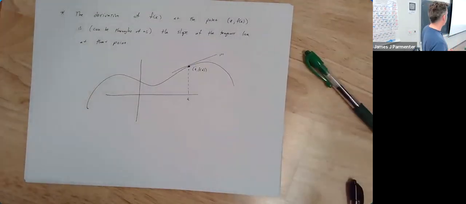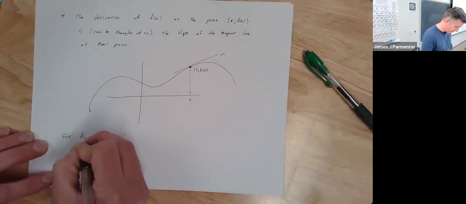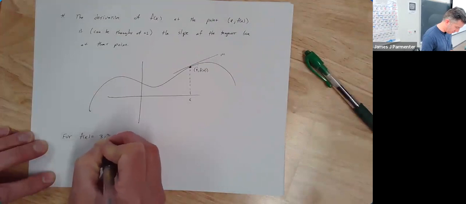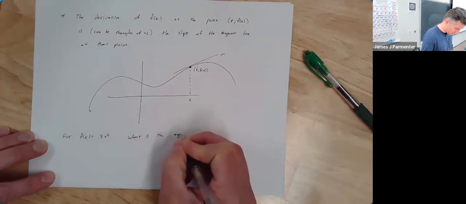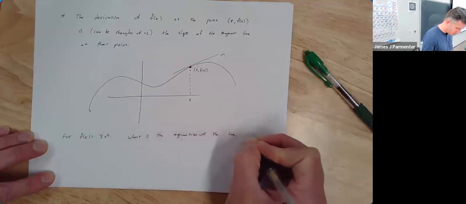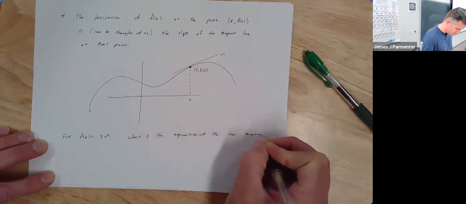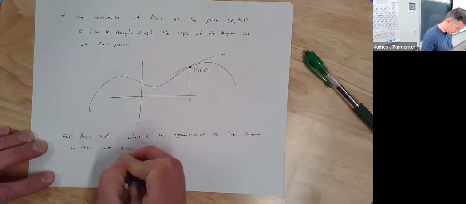But then it allows us to answer the kind of questions like for that previous function, for f of x equal to 3x squared, what is the equation of the line tangent to f of x at x equal to 5?